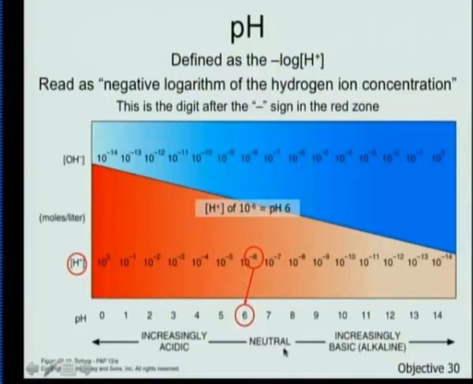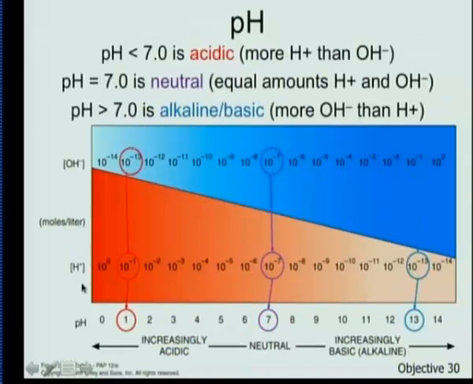So 7 is neutral, anything above that, alkaline, anything below that, acidic. What does it correspond with? What are we measuring? The hydrogen ion concentration. What is a hydrogen ion? A hydrogen ion is a proton. So again, anything less than 7 is acidic. There's more hydrogen ions than hydroxides. Anything greater than that, there's more hydroxides than hydrogens. And 7 is when it's equal.